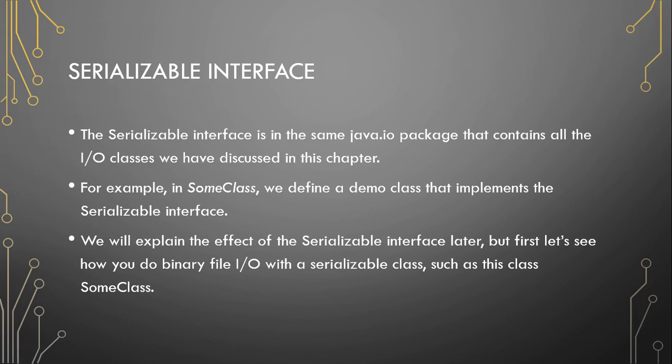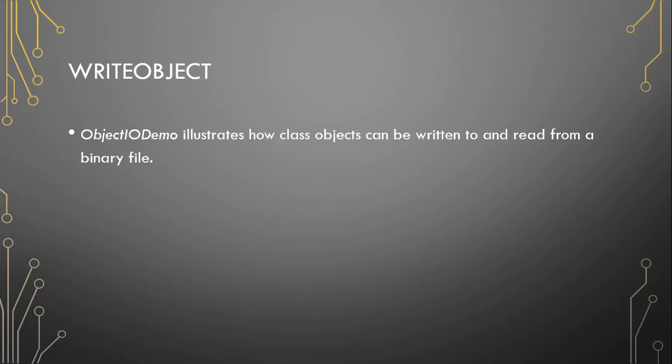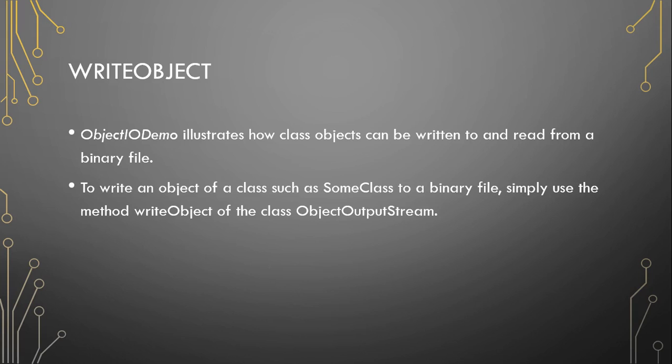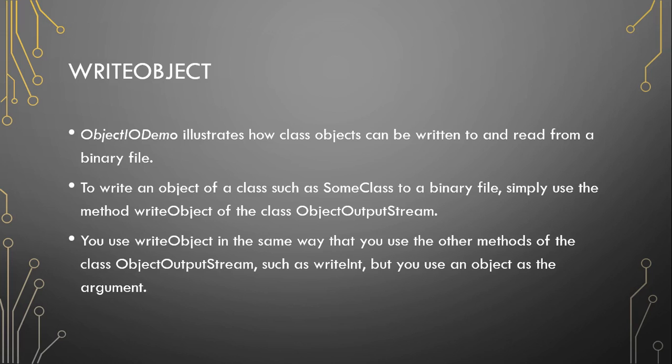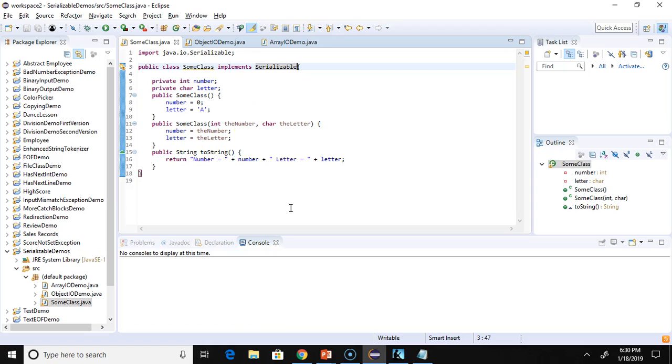Now we will explain the effect of the serializable interface later, but first let's just see how you can do binary I/O with the serializable class, such as this class, SomeClass. Object I/O demo illustrates how class objects can be written to and from a binary file. If we want to write an object of a class such as SomeClass to that binary file, we're simply going to use the method writeObject of the class ObjectOutputStream. We can then use writeObject in the same way that we would use other methods of the class ObjectOutputStream, such as writeInt, but you can use an object as the argument.